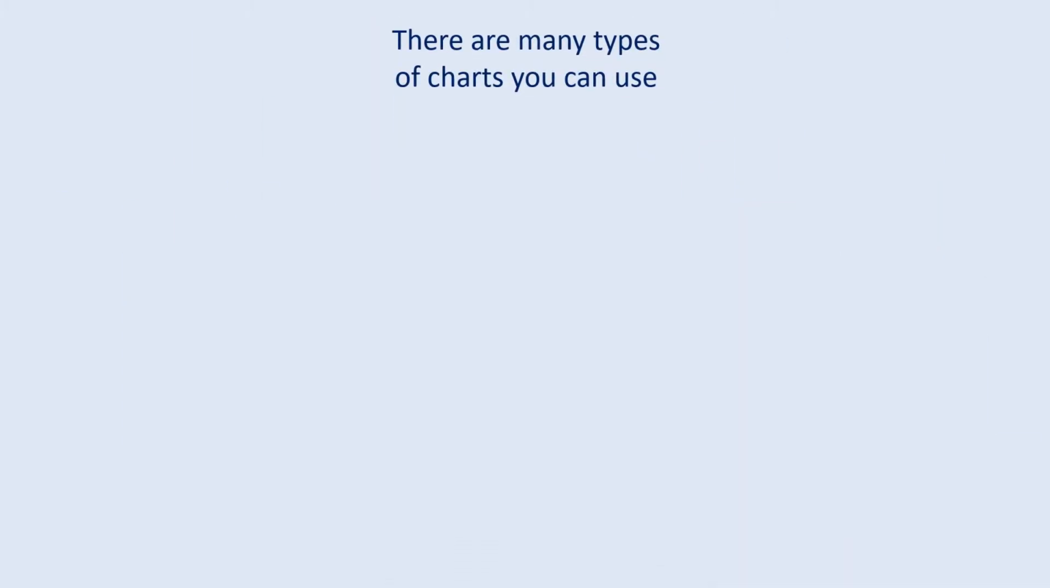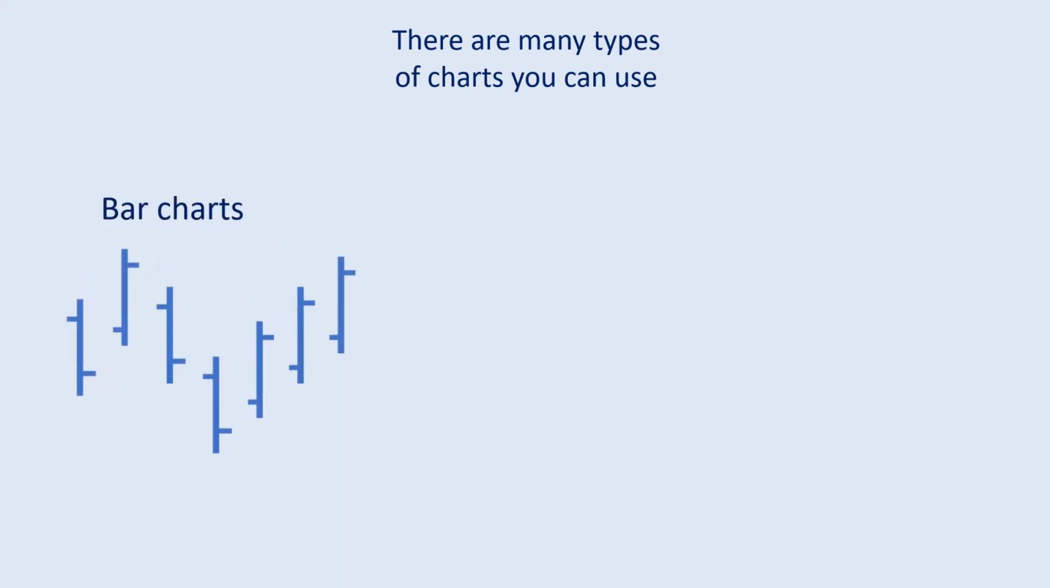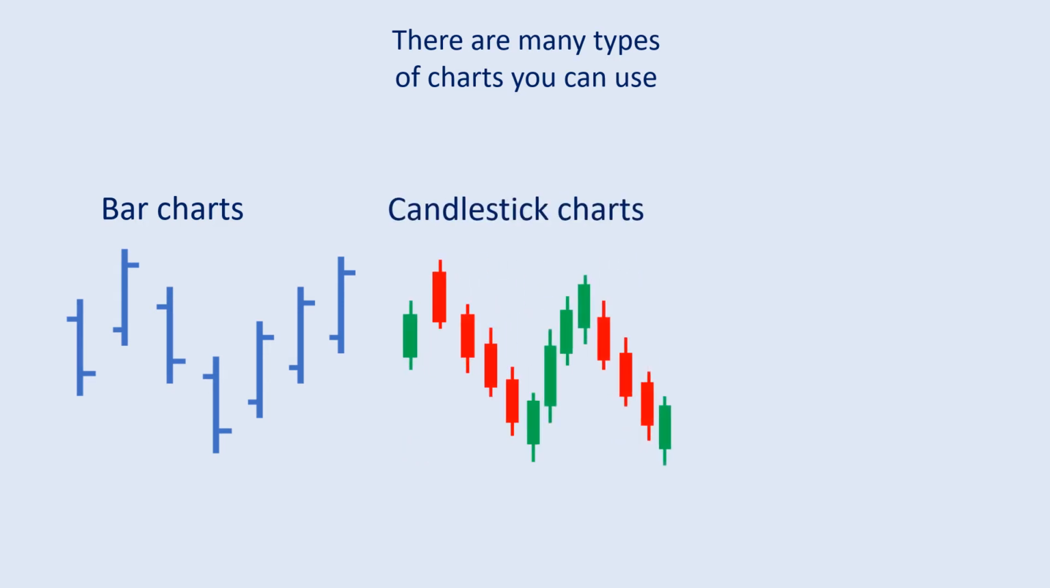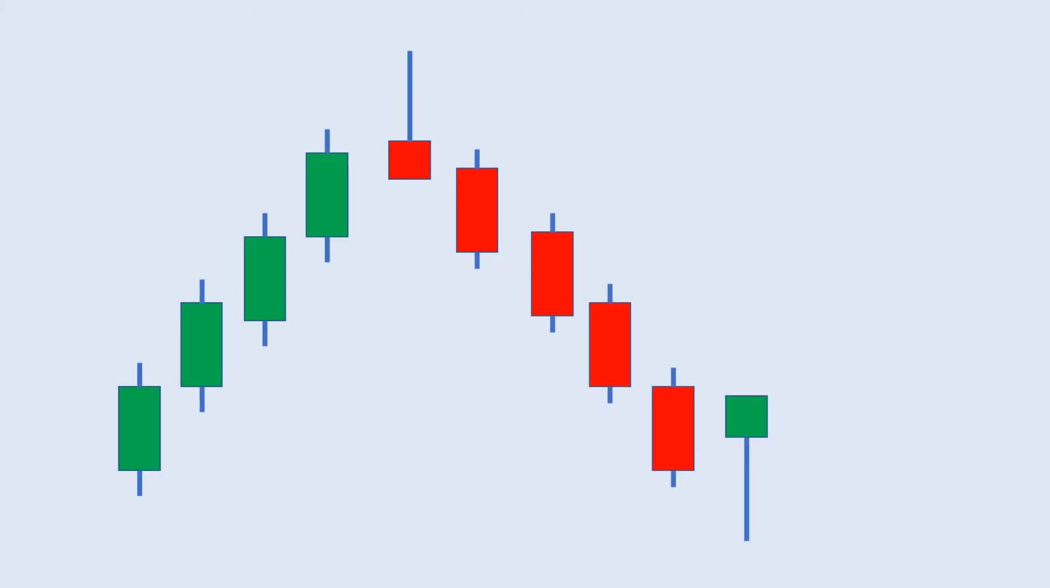There are many types of charts you can use. You can use bar charts, candlestick charts, or line charts, where Japanese candlestick charts are the most popular and widely used among traders. Each candle can give traders valuable information about the price going upward, downward, or even going upward again.